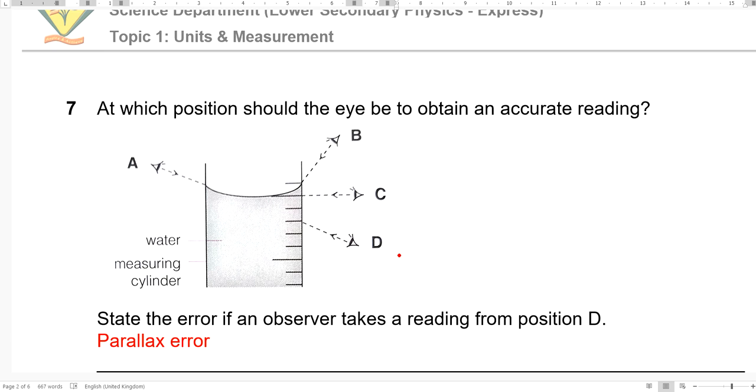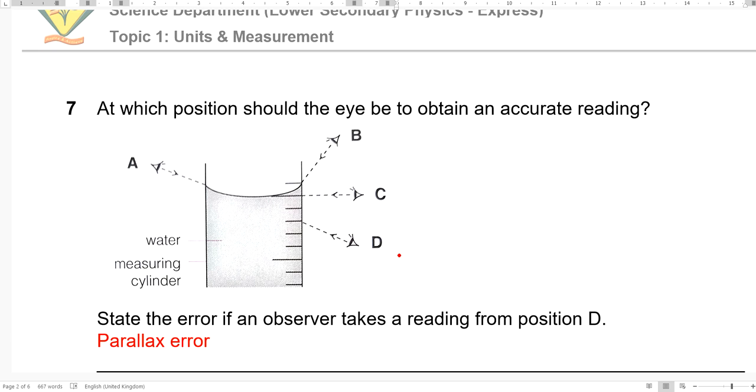Parallax. You know, last year, when I was marking exam papers for lower sec, we had very similar question. Guess whether the students knew that this is called parallax error. Did they know? Most of them knew, no? Most of them knew. So do you know that it is called parallax error? Can we say it together one time? Parallax, okay? 1, 2, 3.